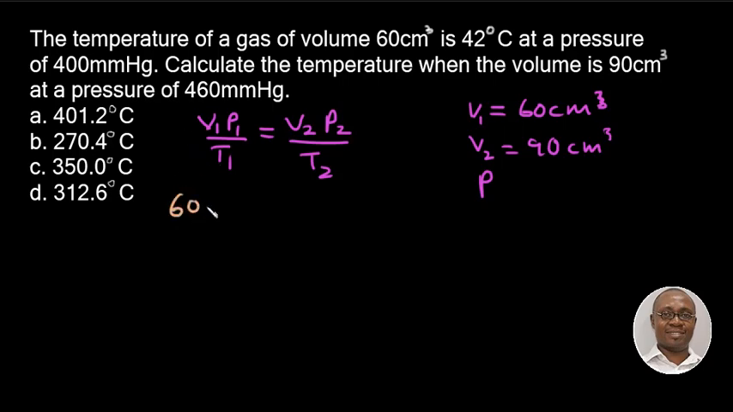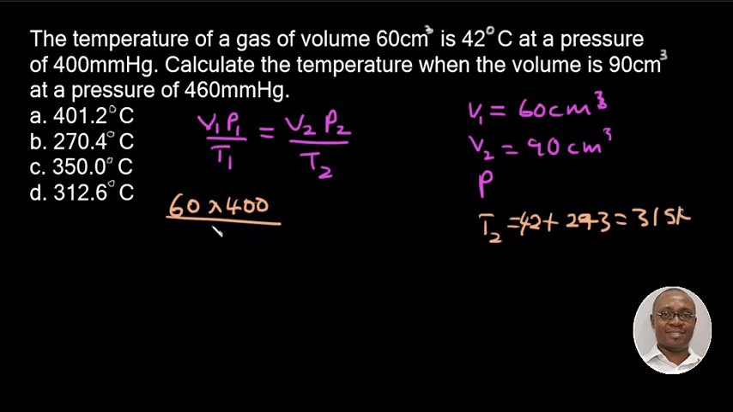So we have 60 times P1, which is 400 as given in the question, over the first temperature, which is given as 42 degrees. But we can't use degrees Celsius, so we need to convert that to Kelvin temperature. So we're going to add 273 to it to make it Kelvin temperature, which will be 315 Kelvin. So we're dividing this by 315.